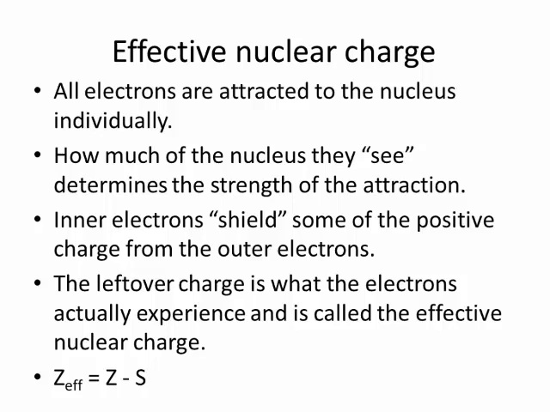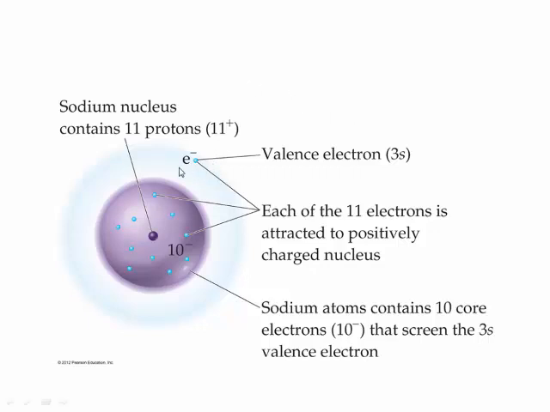And then what's left over is the effective charge that that outermost electron sees. So there's the equation: Z effective, where Z just means positive charge, equals Z, the number of positive charges from the protons in the nucleus, minus S, which is the number of inner electrons. For sodium, sodium has 10 inner electrons and 1 valence electron. Since sodium has 11 positive charges and 10 negative charges inside, you say 11 minus 10 is 1. So this electron out here sees a positive charge of just 1. That's its effective nuclear charge.